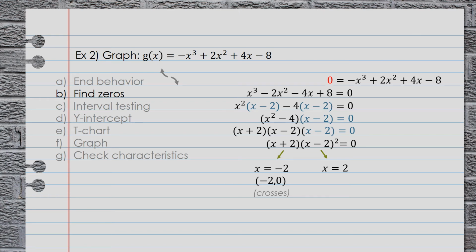Now we look at the other 0 of x equals 2. We need to write that as a point, so that'd be 2, 0. Now look back at its multiplicity. Since the factor is raised to a power of 2, which is even, that means this will be tangent. So our zeros are t for tangent. It'll be tangent at 2, 0, and it'll cross, c, at negative 2, 0.